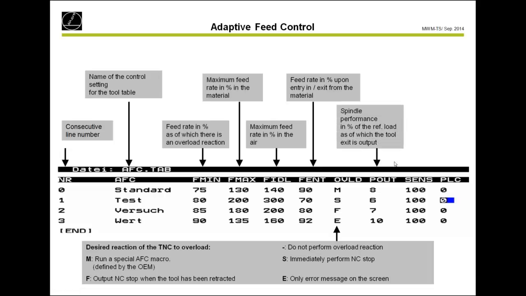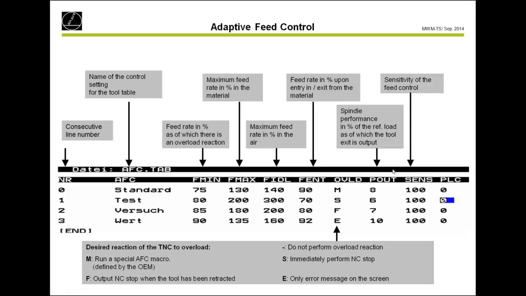Then the P out. This is when the control should detect an entry or exit out of the program. So spindle performance in percent of the reference load as of which the tool exit is output. So when we just detect input, exit, or entry in the material.